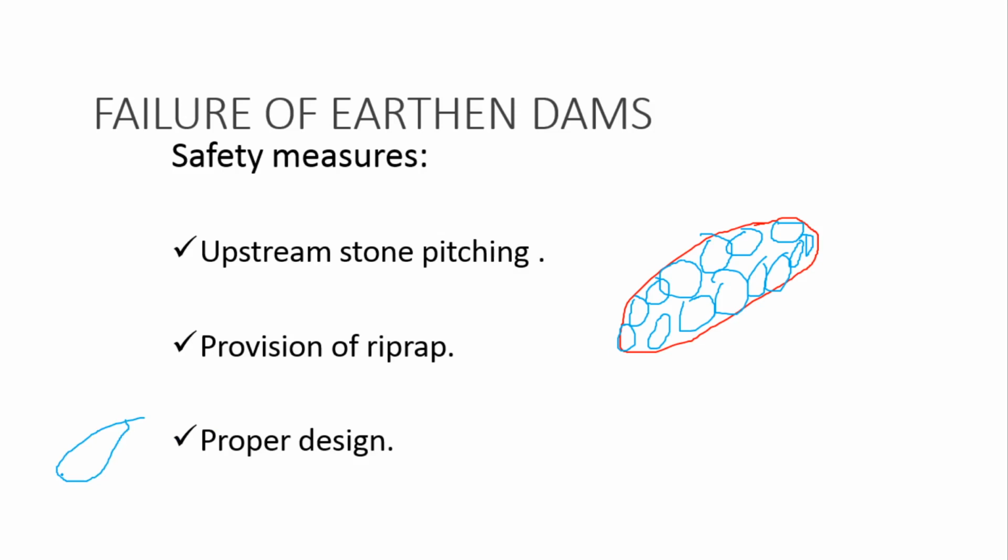Next, provision of riprap. Provision of riprap is nothing but whenever we are providing aggregates, what will happen here? One second. Sorry for the disturbance. Here stone pitching is nothing but, see here, what we will provide: a mortar concrete, and between we will provide some aggregate.